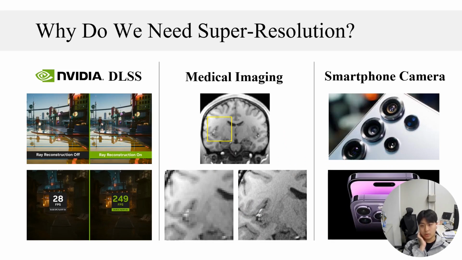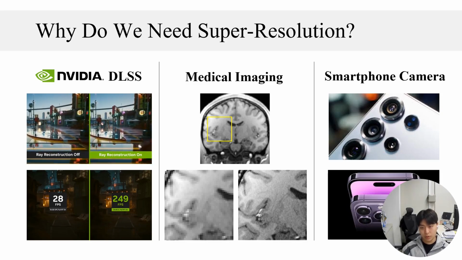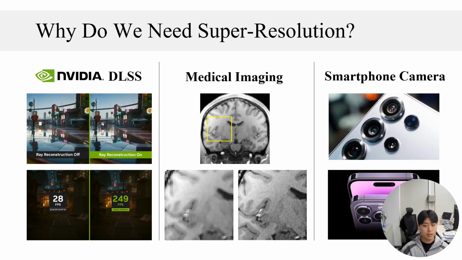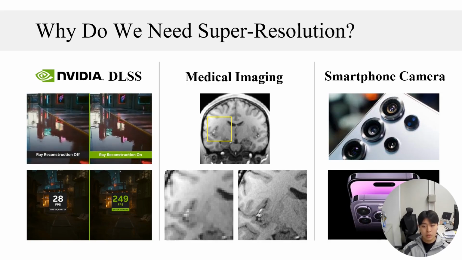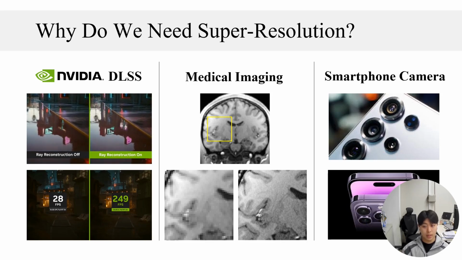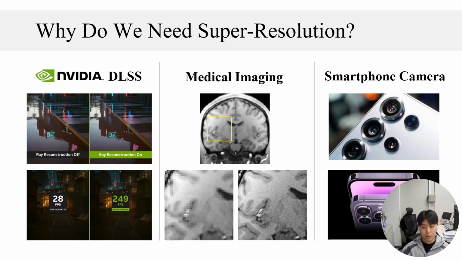So where do we actually use this technique? On the left side, we have an example from NVIDIA DLSS. Gaming requires high-quality graphics while maintaining smooth frame rates. However, rendering everything at native high resolution is computationally expensive. So DLSS solved this by using an AI-based super resolution model. It starts with a low resolution frame and intelligently upscales it to look like a high resolution image. This reduces the GPU workload while delivering better visuals and improved performance.